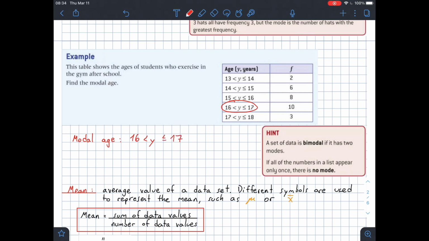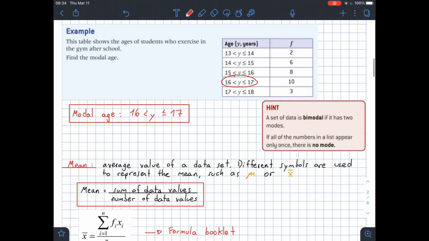One very important thing here: whenever we're asked for the modal group or modal age, we need to write the whole thing, right? The whole interval. It's a mistake to write, for example, the mid value, which would be 16.5. If you write that the mode is 16.5, that would be wrong. We need to write the whole group here, okay? So pay attention to that detail.